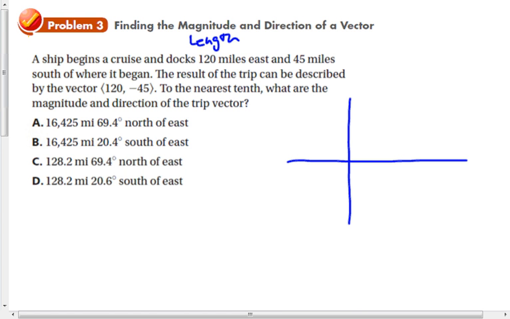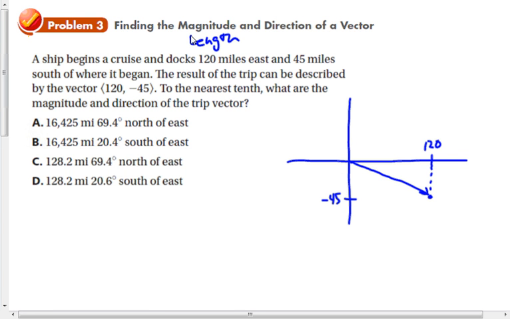So 120 miles east, so this is like 120, and then 45 south, so this would be negative 45. So the ordered pair that describes that is 120, negative 45, and so this is the direction the ship took right there. Okay, and we want to describe that using how many miles the ship is from where it started, and you should notice a little right triangle there.